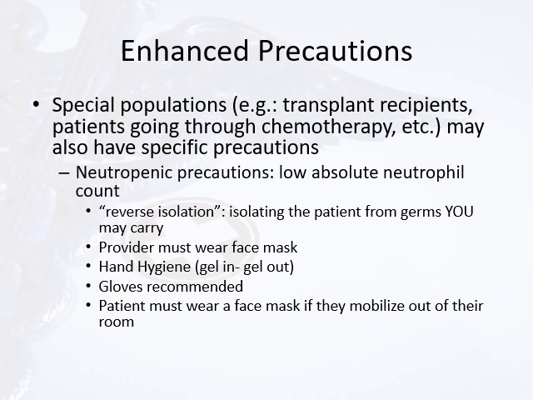Another type of enhanced precautions are neutropenic precautions, and these precautions are enforced when people have a low absolute neutrophil count, such as folks receiving transplants, patients going through chemotherapy, or otherwise significantly immunocompromised. In this case, we have reverse isolation, which means that you're isolating the patient from the germs that you carry instead of the norm, which is where we're isolating ourselves from the germs that the patient carries.